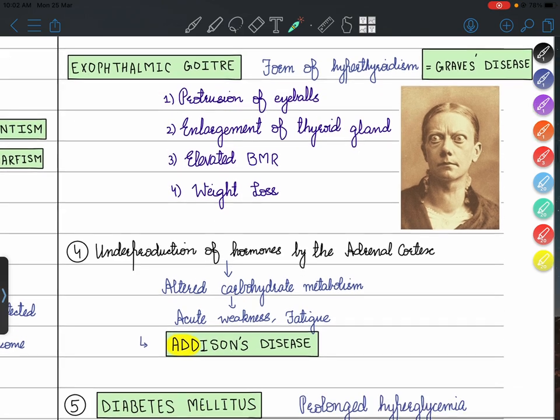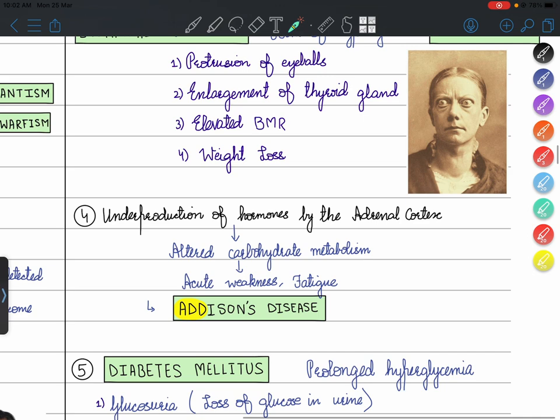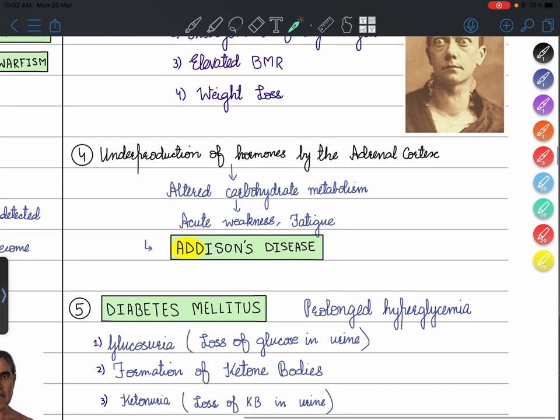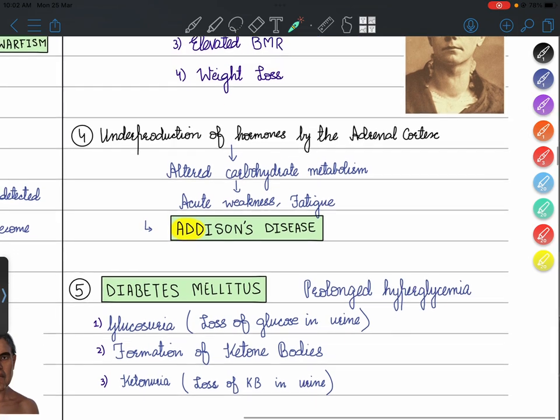If there is underproduction of hormones by the adrenal cortex, especially the glucocorticoids, carbohydrate metabolism is altered, which results in acute weakness and fatigue. This disorder is known as Addison's disease.